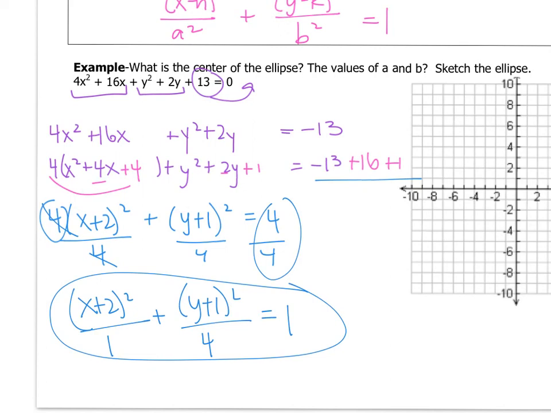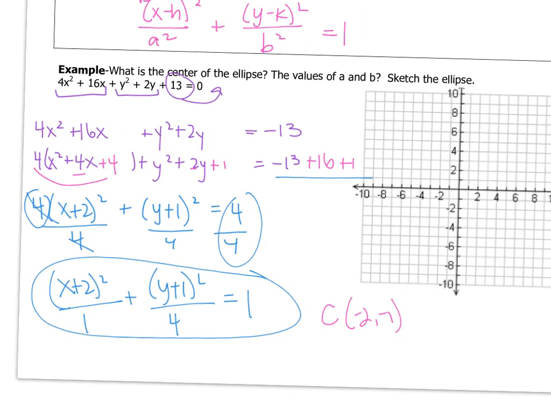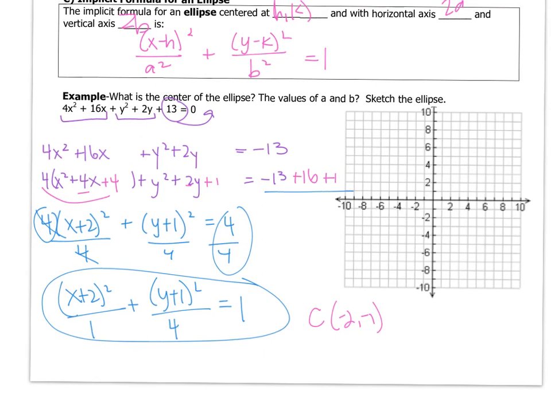From here, we can get the information that we need in order to sketch. So our center is going to be -2, -1. Plot that. Now we need values of a and b. Again, those are the values that give us how tall and how wide. So if you notice, the a value is squared underneath our x factor. So if we take the square root of this, that gives us an a value of 1.